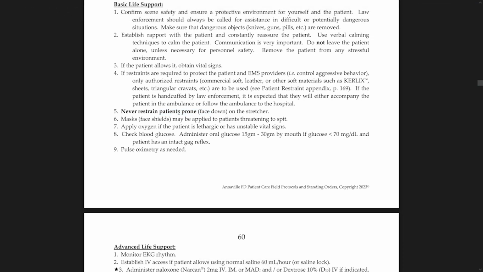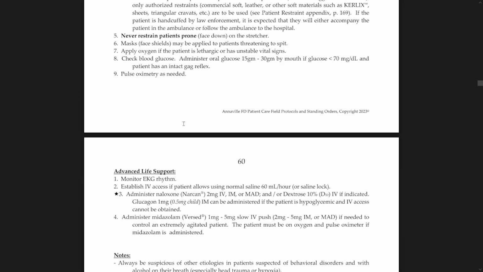You can use a mask or a face shield on a patient if they're threatening to spit, and on yourself too, which is always a good idea. Apply oxygen if they're lethargic or have unstable vital signs. Check their blood glucose level. Administer oral glucose 15 to 30 grams by mouth if they're able to protect their own airway, if they have an intact gag reflex and are A&O times 4. And make sure you get an SpO2.